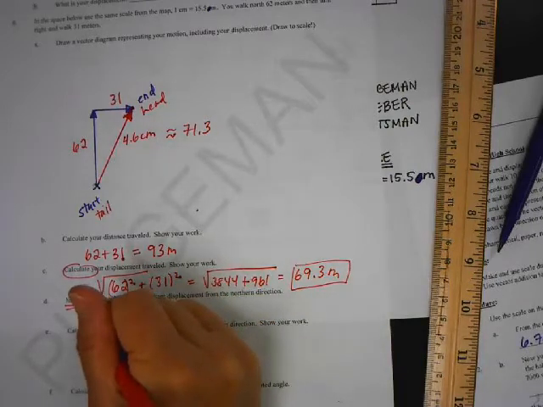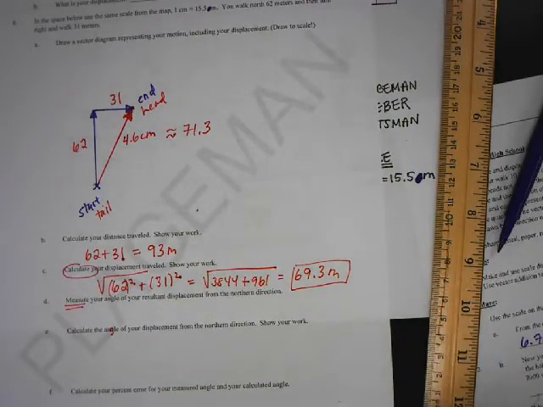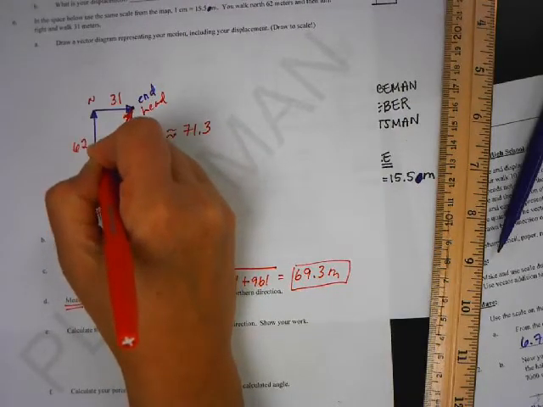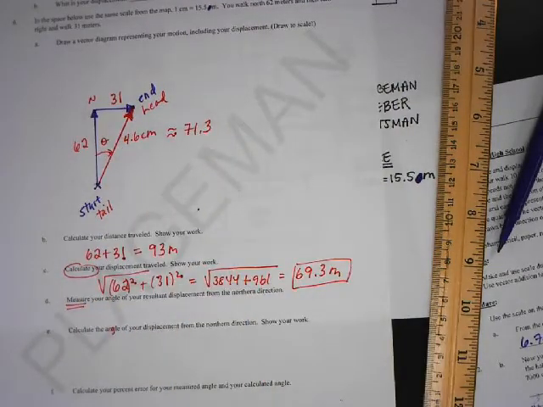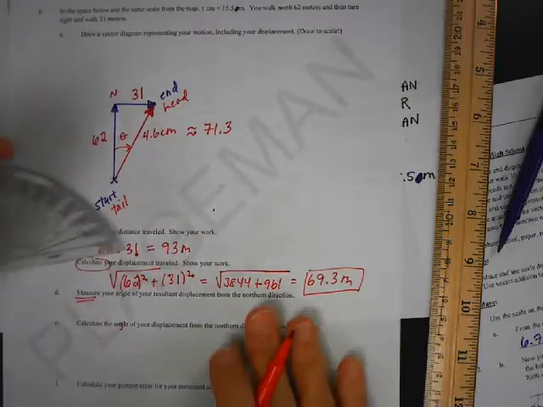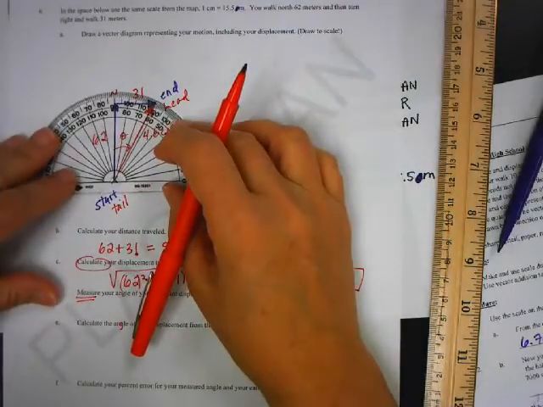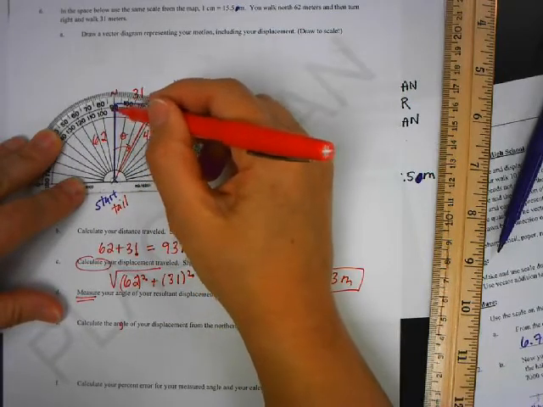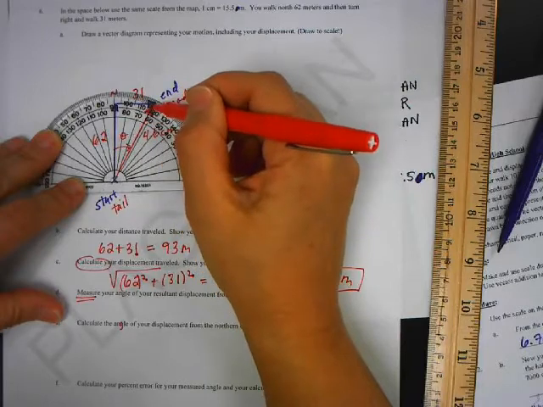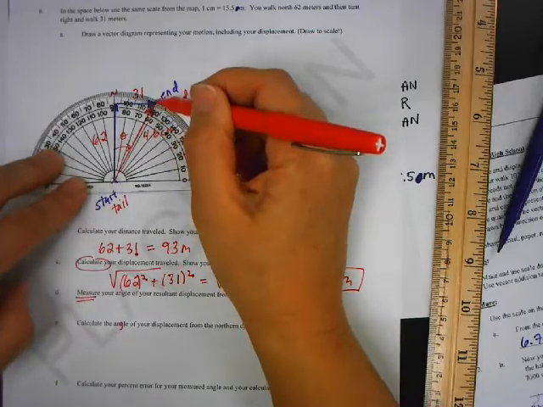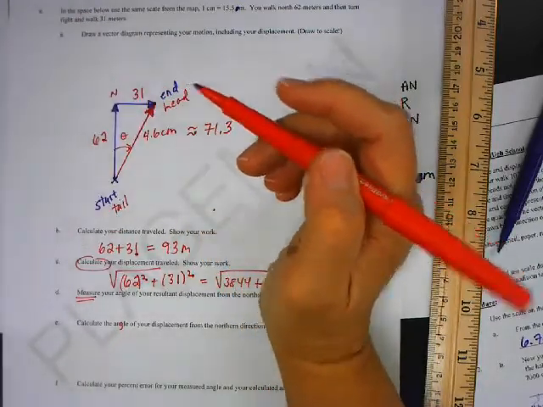What happened to the G here? Calculate the angle of your displacement from the northernmost direction. This is north, so now I want to calculate this angle. I can also measure it, because here it says measure it. To use a protractor, I line it up like this. When I'm reading this, this is 10, 20, that's 30. So this is maybe like 28 degrees when I measure it.